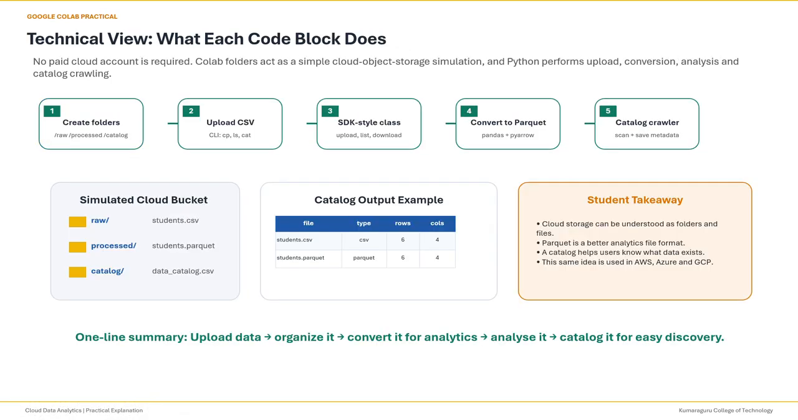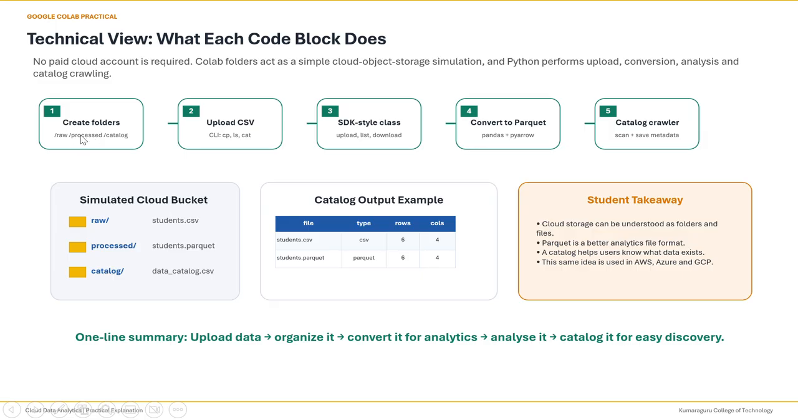Now let me take you to the technical example of how I've curated the content. In order to understand that, I can promise you that no paid account is completely required. I completely wanted to make it open source. That's my intention. So obviously, I want you to create three different folders: raw, processed, and catalog. In raw, I'll be having my original file.